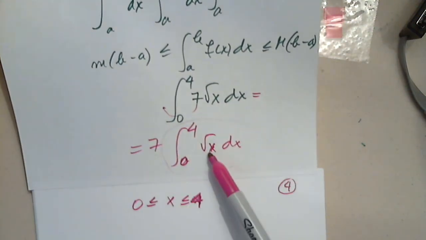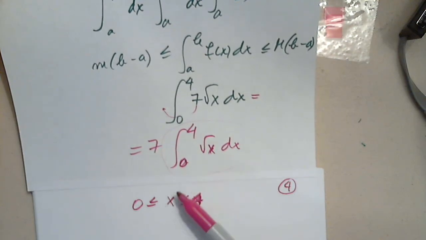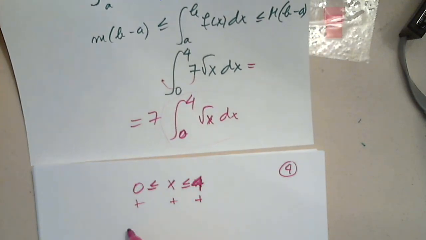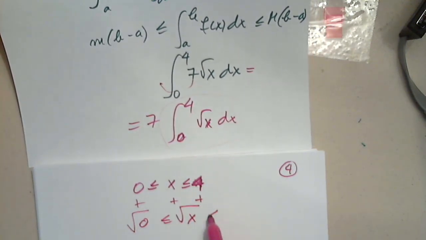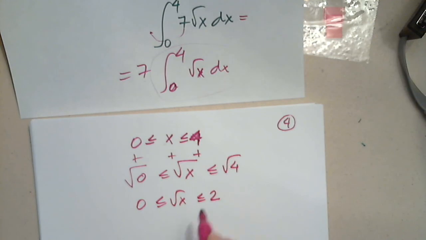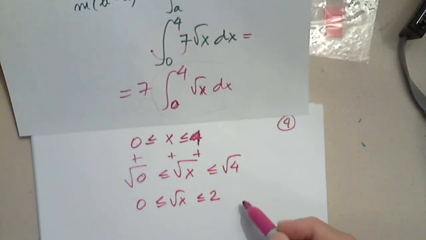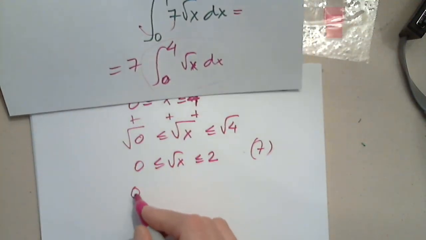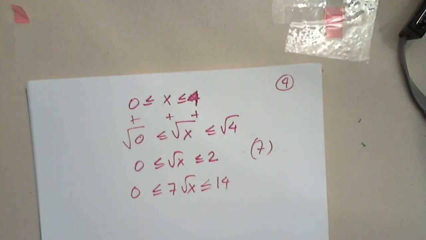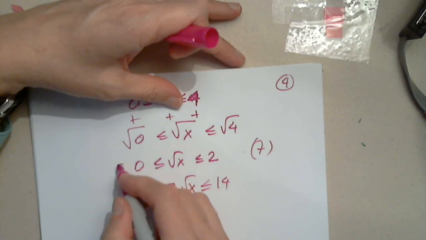So x is a number between 0 and 4. But what I'm interested in is to have in the middle the square root of x. Because all these are positive numbers, I am allowed to take the square root of all three sides. So this is 0, the square root of x, the square root of 4. Now I want to have the entire function, so I will multiply everything by 7. I still have 0, 7 square root of x, and 14. And I'm using this property, knowing that this function has a lower bound and an upper bound, then I can do this.